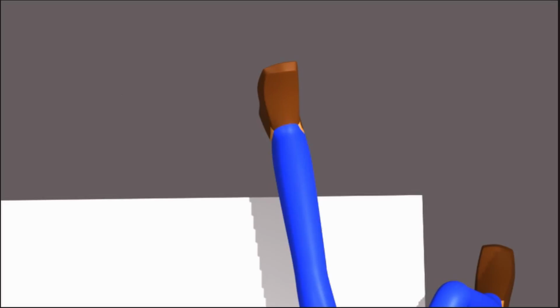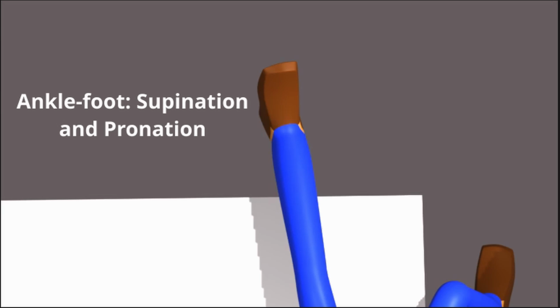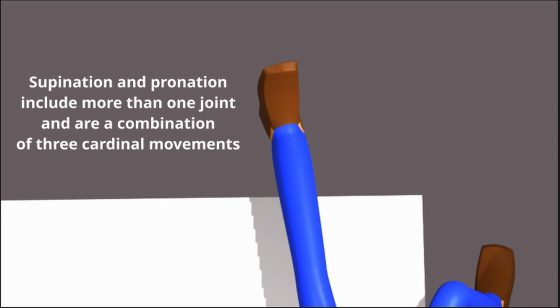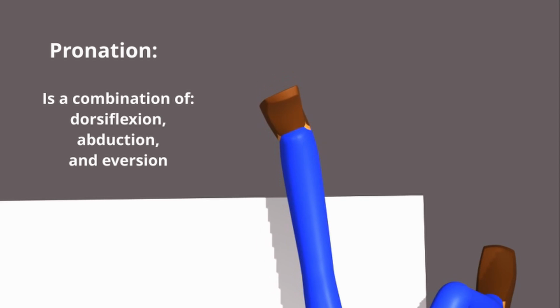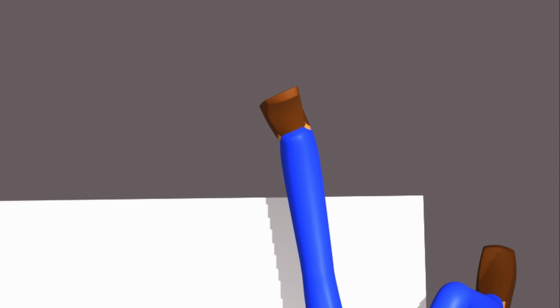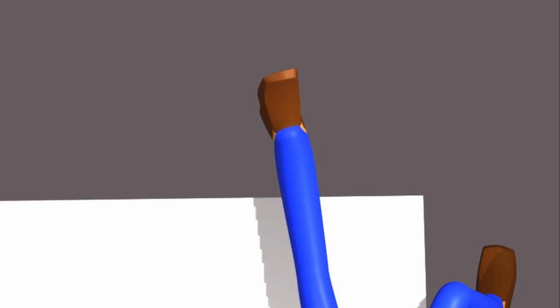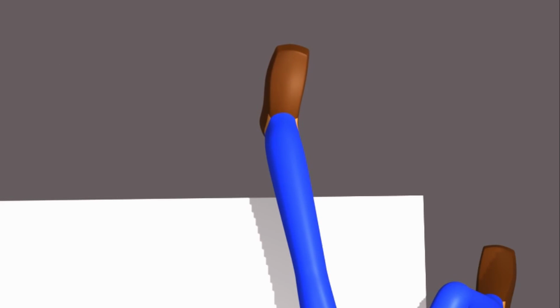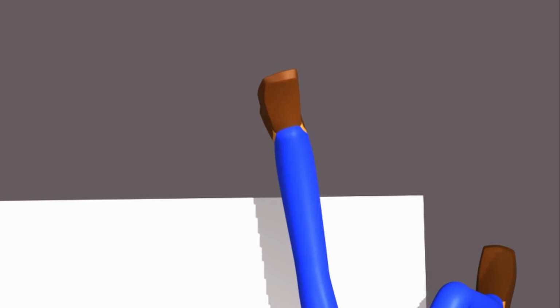And then finally at the ankle and foot, we'd like to discuss supination and pronation. These represent combination movements that occur across multiple axes and planes. Pronation is a combination of dorsiflexion at the ankle, abduction of the forefoot, and eversion of the rear foot. So supination, that would be a combination of plantar flexion at the ankle, adduction of the forefoot, and inversion of the rear foot. Both supination and pronation are extremely important to how our ankle-foot complex functions.